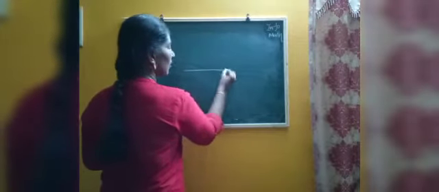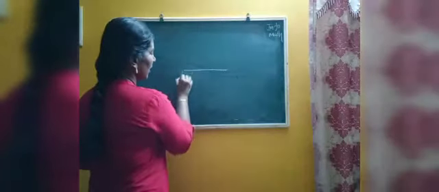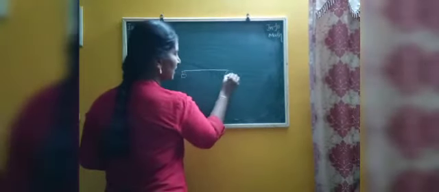First, as usual, how do we draw the triangle? Any one of the measurements we have to take as the base. Let me take 6 cm as the base. In your scale, measure 6 cm properly, and name it BC, 6 cm. It's the base. And then the other two sides, 4 cm and 5 cm.